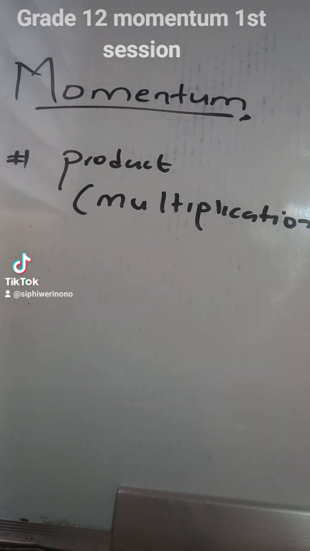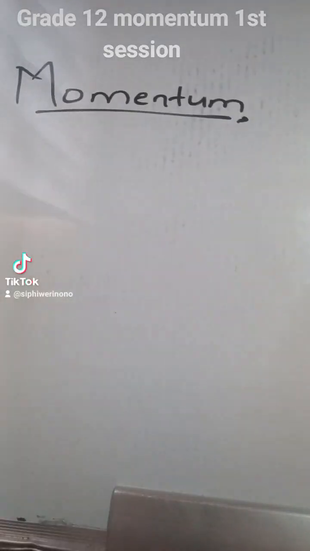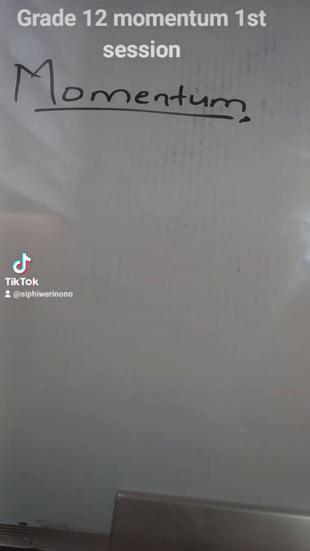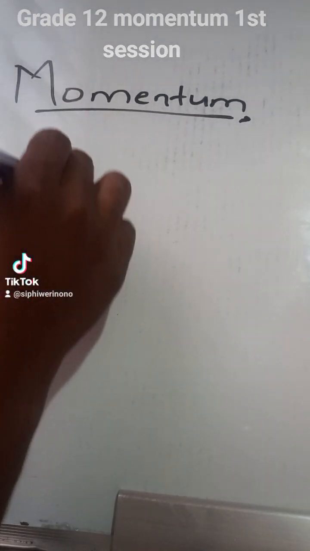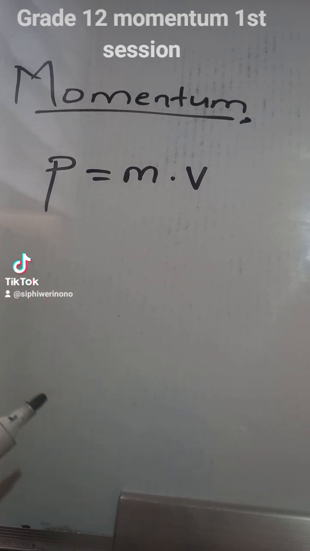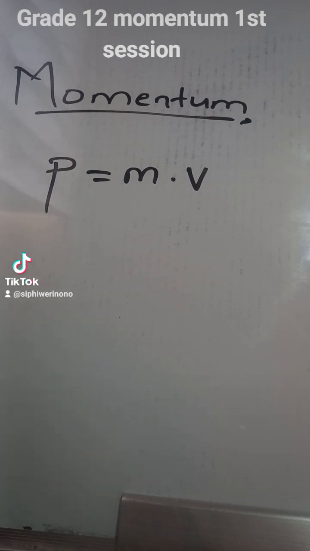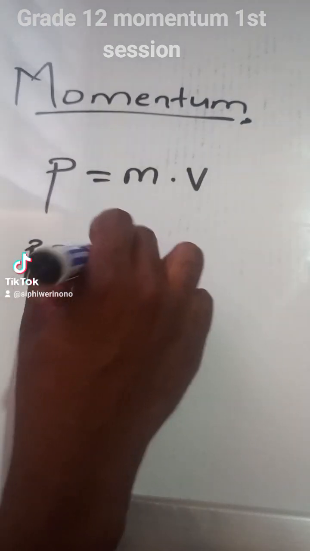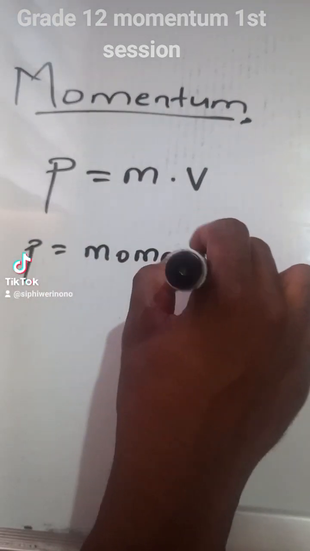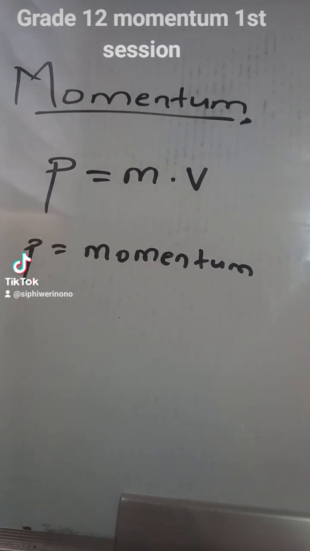The definition of momentum gives rise to the formula itself, because the product of an object's mass and velocity tells you how to calculate the momentum. The formula of momentum is P equals M multiplied by V. Let me highlight what each symbol stands for so that this is easy. P stands for your momentum.